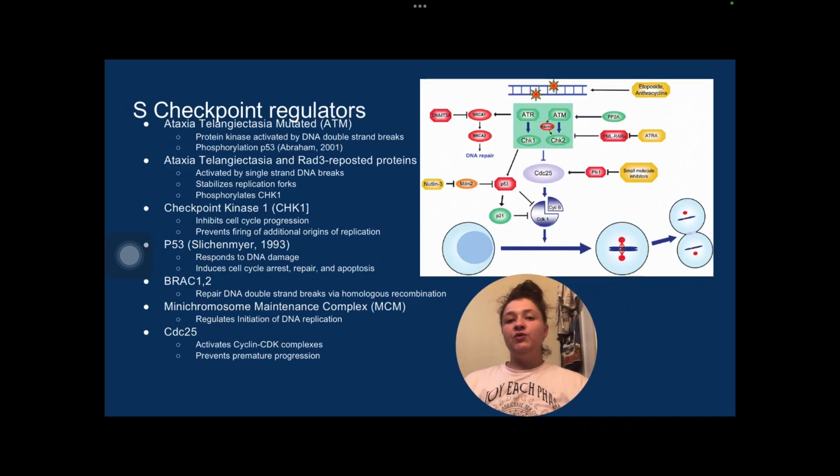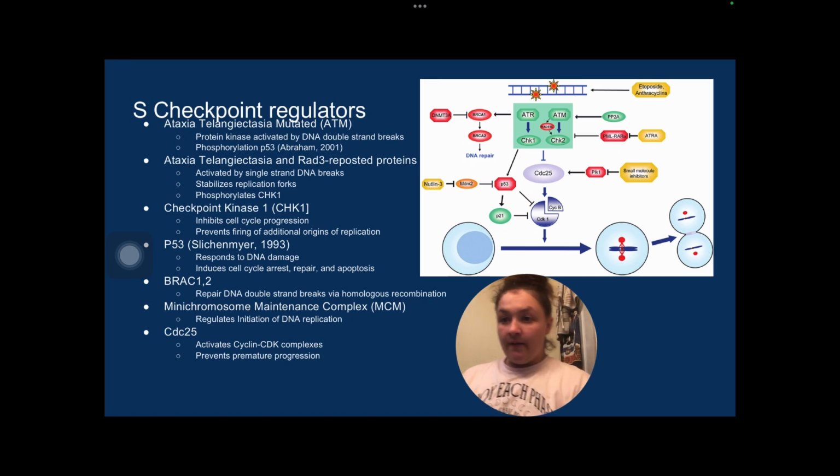So as we move through the cell cycle, we'll talk about the checkpoints and the regulators of those checkpoints. For the S checkpoint, some of the key regulators are ATM, ATR, CHK1, P53, the BRCA1 and 2 genes, the MCM complex, and CDC25 proteins.